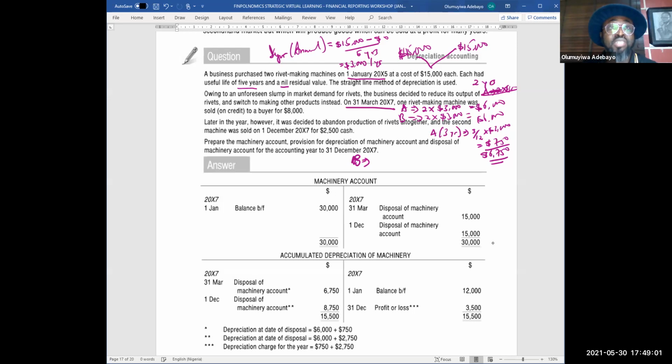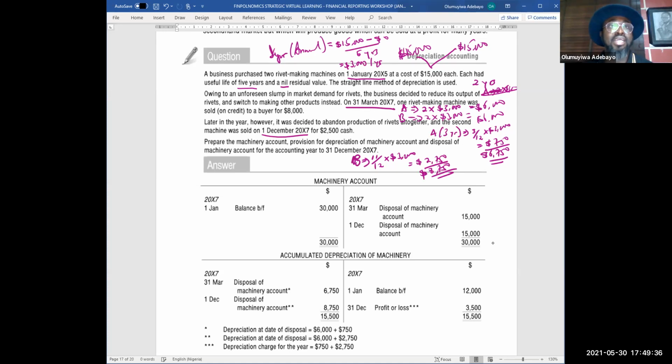Whereas machine B was still in use from January 20x7 up to 30th of November, which is 11 months out of 12 times 3,000. That should be 2,750, if I'm right. And that 2,750 plus 6,000 will have given how much? 8,750 as the total depreciation charge, or the accumulated depreciation.